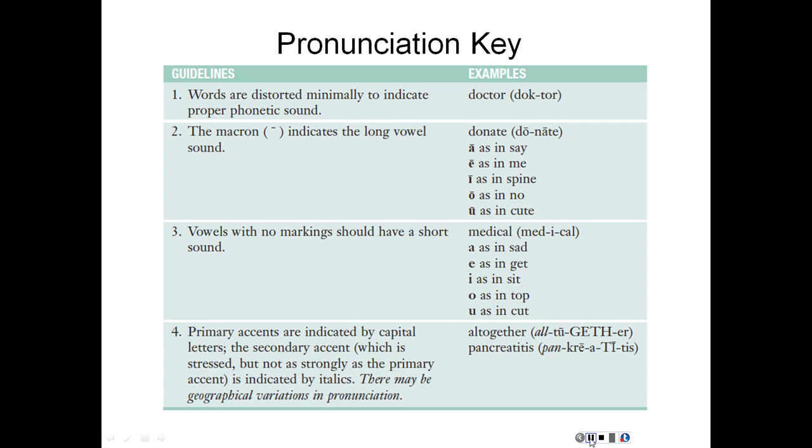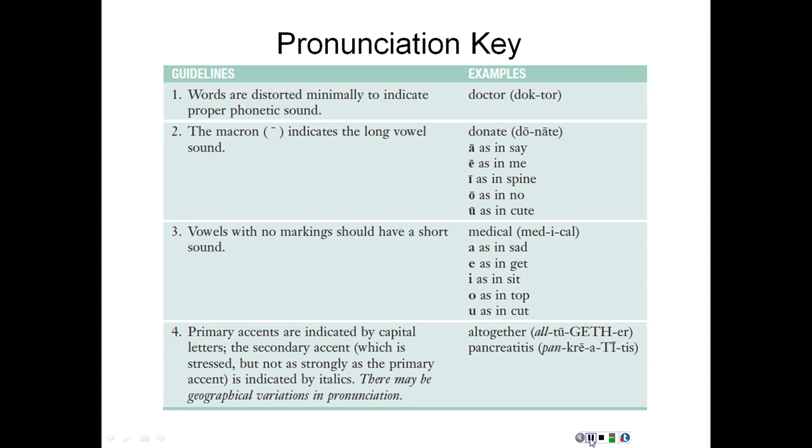cute. Now, if a vowel does not have a macron above it, so there's no markings, then it's going to have a short vowel sound, such as sad, the A, the get, sit, top, cut. Those are all short vowel sounds. And then primary accents are indicated by capital letters. So when you see capital letters together, that means that part of the word is stressed.